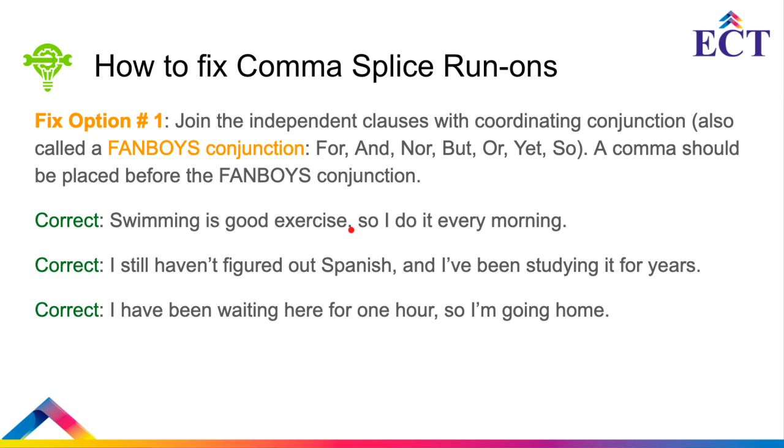Swimming is good exercise, so I do it every morning. Comma. Why comma? Because so is a coordinating conjunction. I do it every morning, and swimming is a good exercise. These two are independent clauses, so I used a coordinating conjunction and put a comma over here. This is also defined in the comma rules. There is a video; you can go and watch it later.